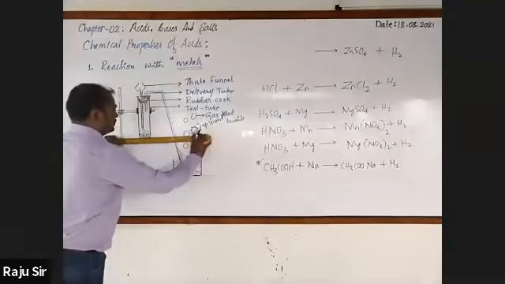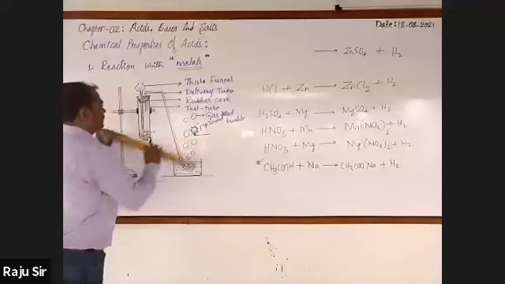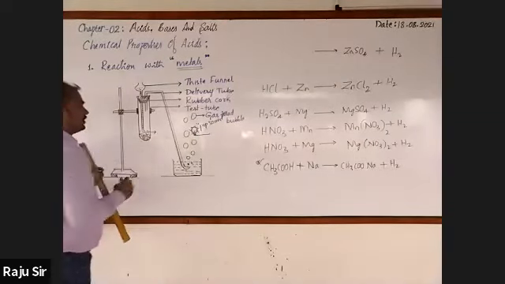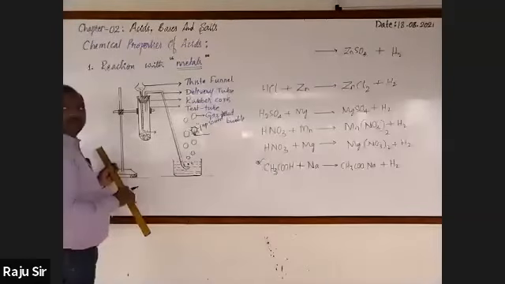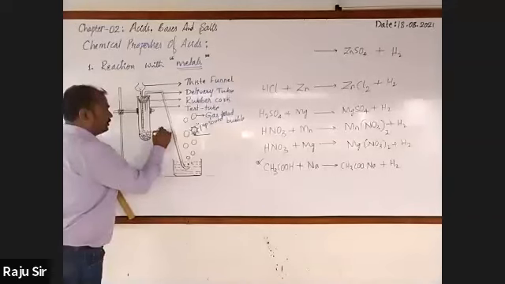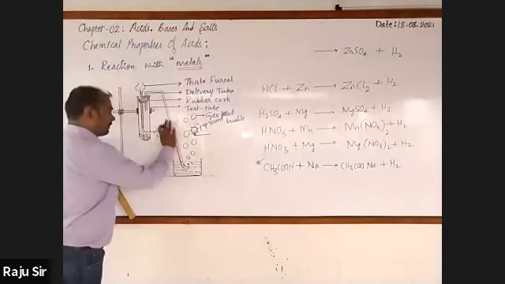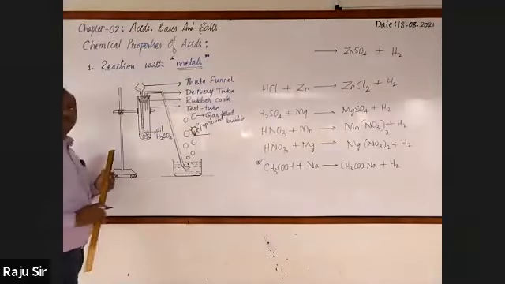Next. Here only I'll write. What is this? Observe. What has been added? Acid. Dilute H2SO4. Whichever acid you take, it is enough that it is an acid. Dilute H2SO4. Next.